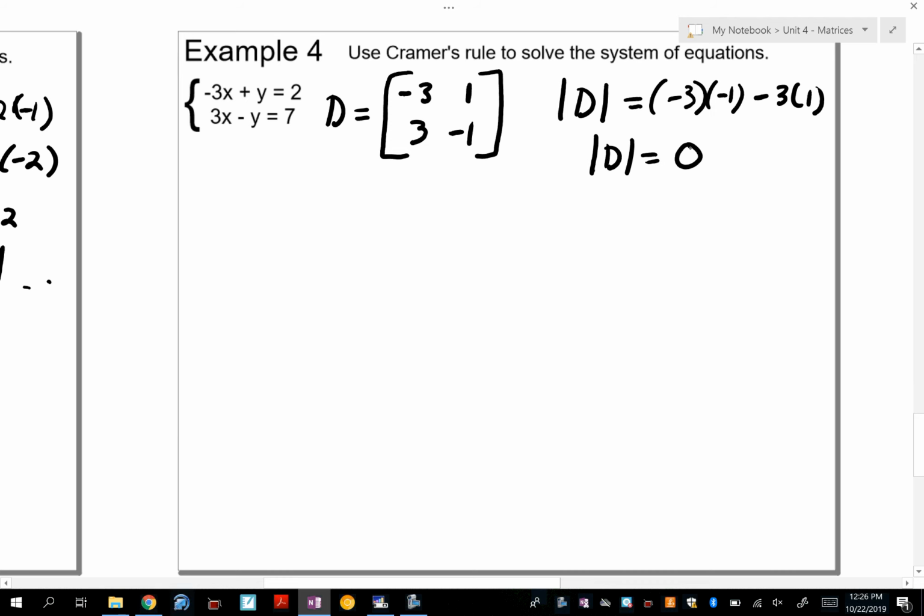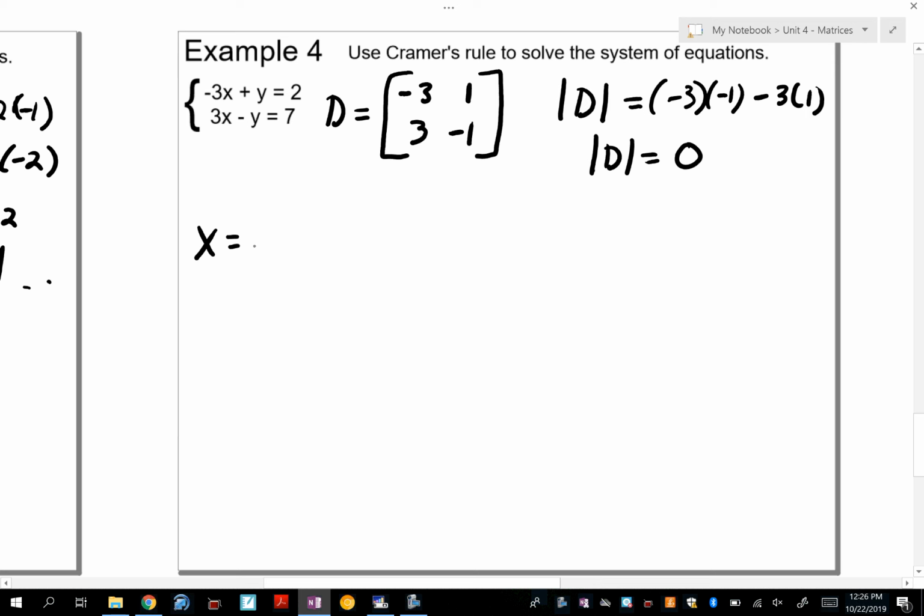Now, whenever the determinant for your coefficient matrix is 0, something special is happening. No solution could be that. But it also could be infinitely many solutions. It's one of those two. You have to do all of the work to find out which one it is. All right? Here we go.